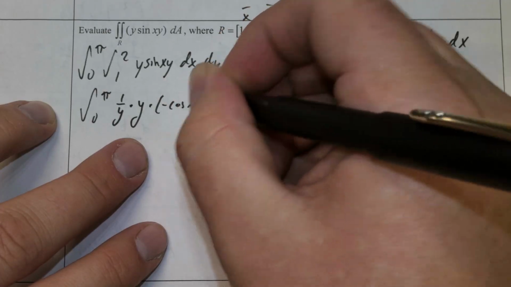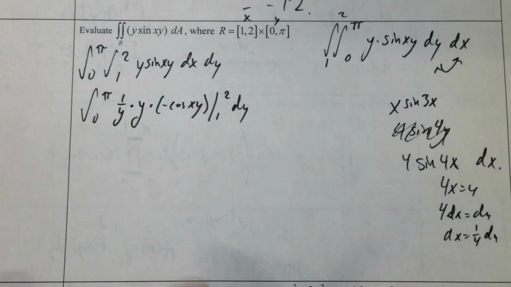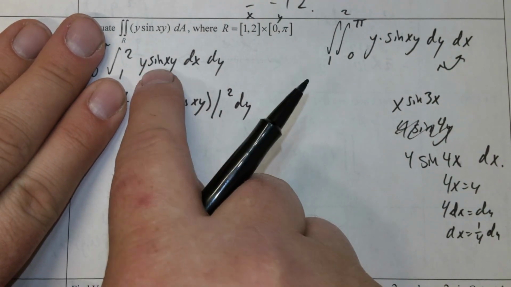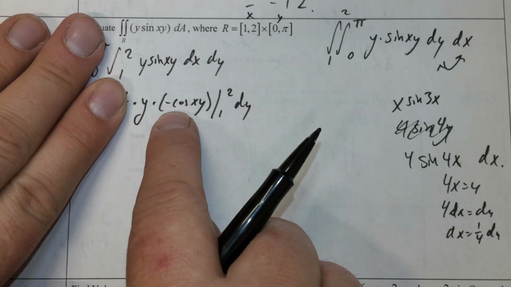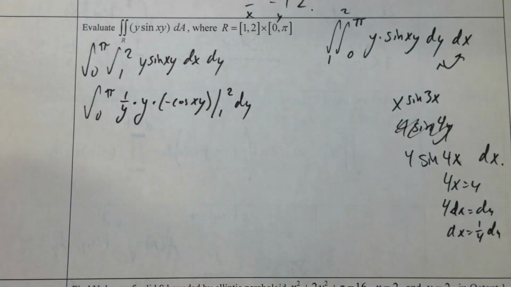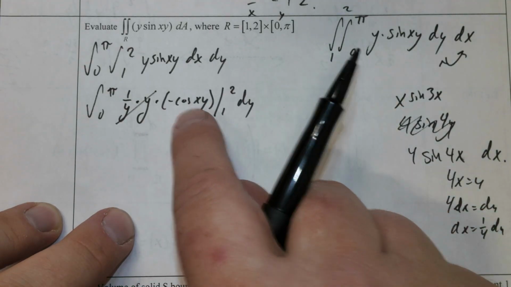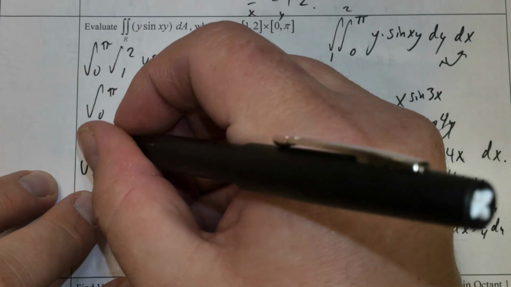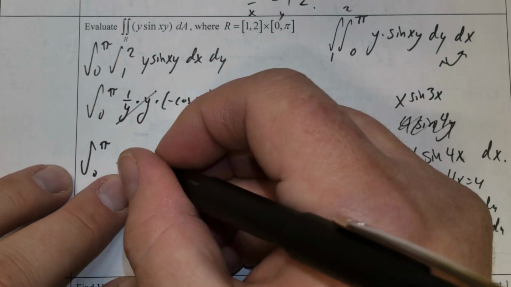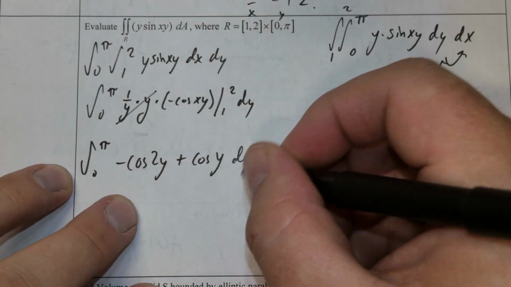Negative cosine xy, evaluated from 1 to 2 dy. I show this extra step just to show, hey, this comes here. Antiderivative of the outside, antiderivative of the inside will simplify. And we're off to the races again, plugging in some values here from 0 to pi. I've got negative cosine 2y plus cosine of y dy.